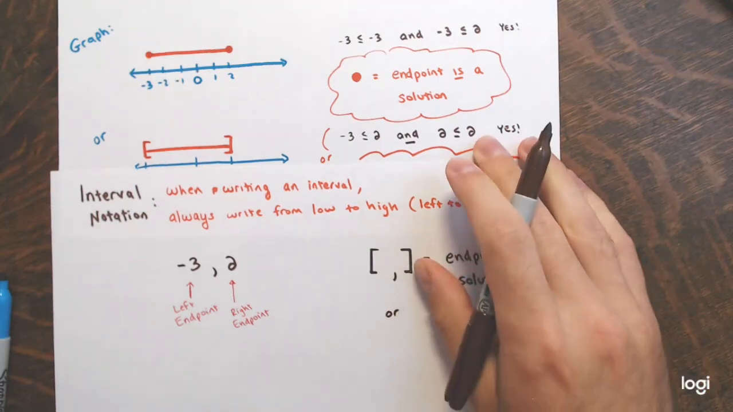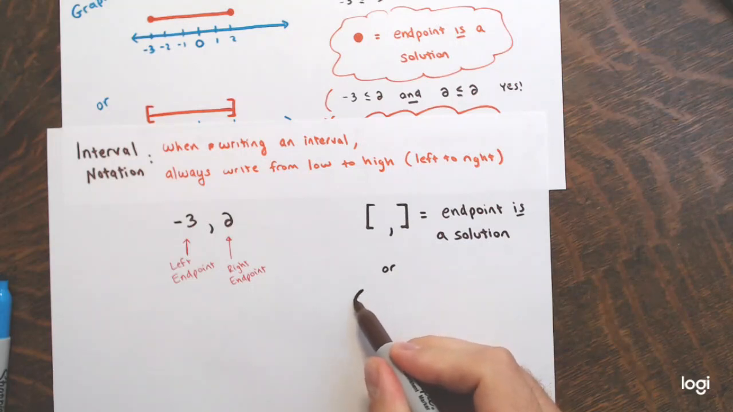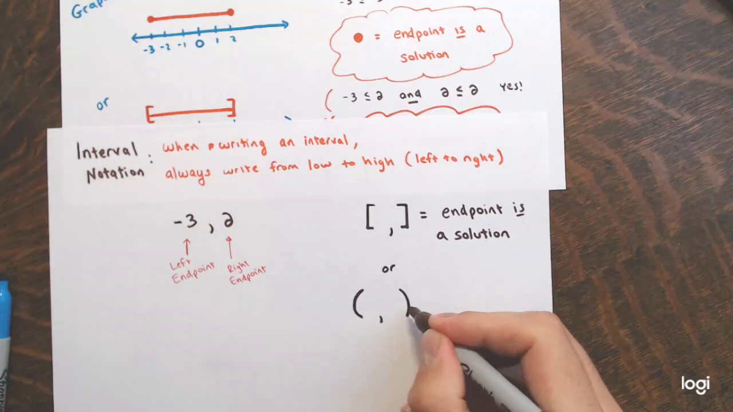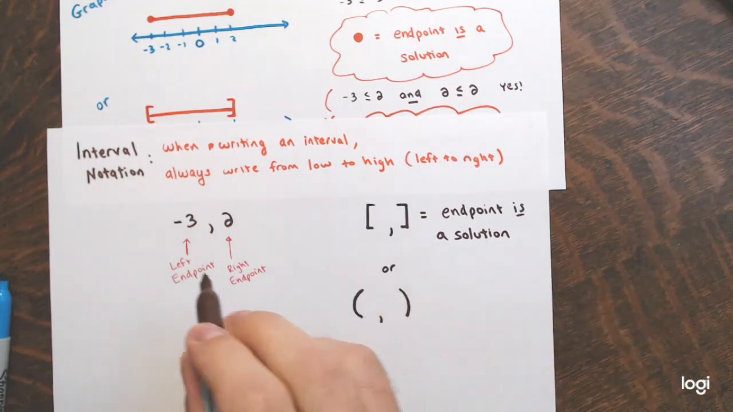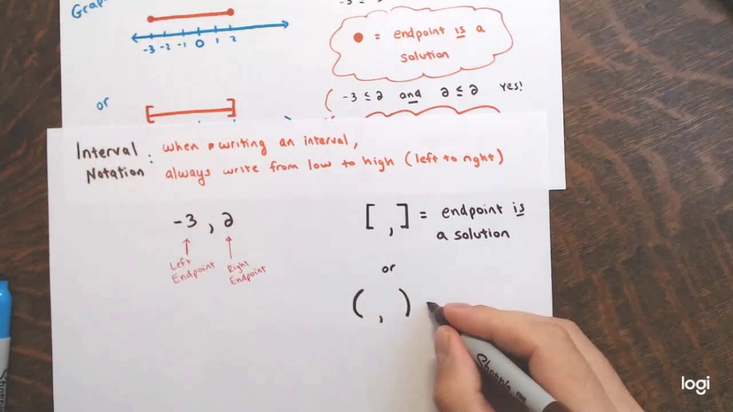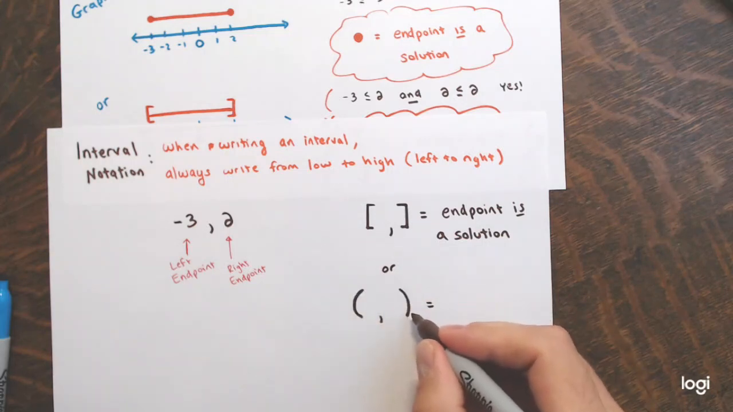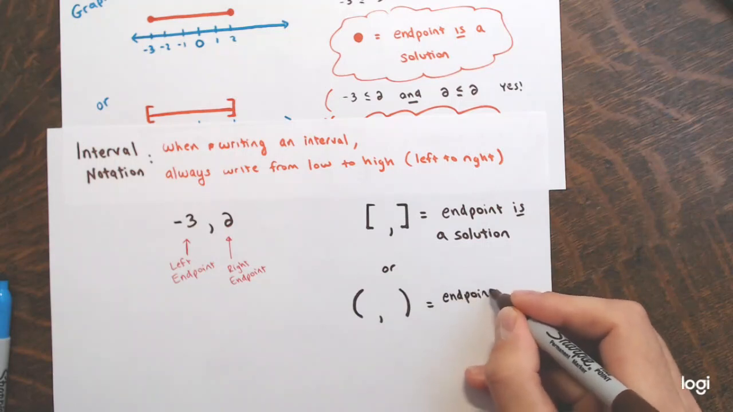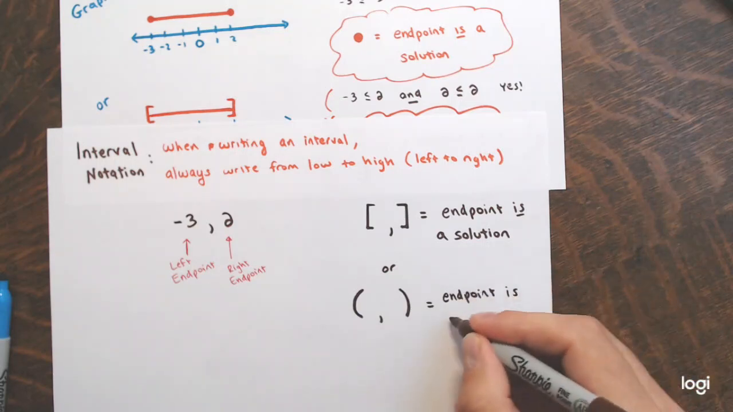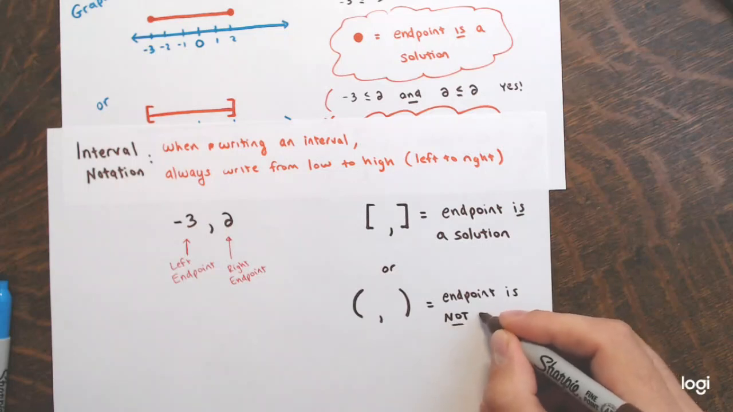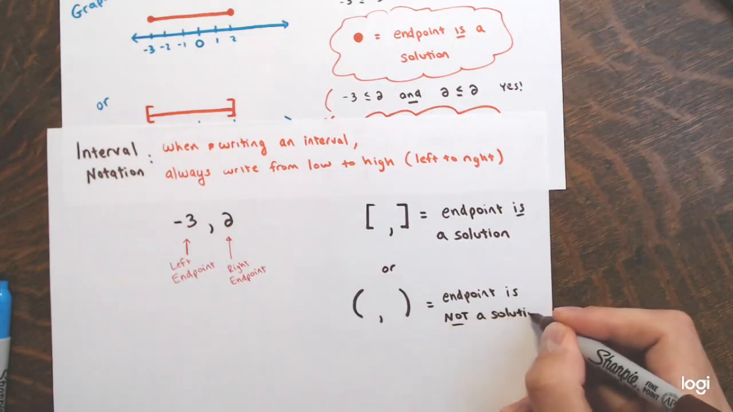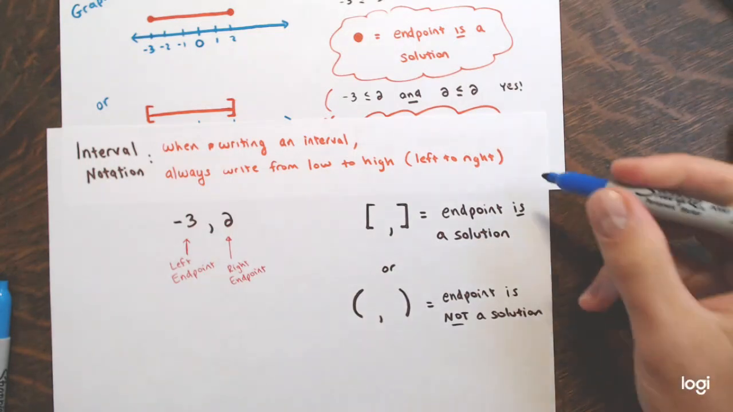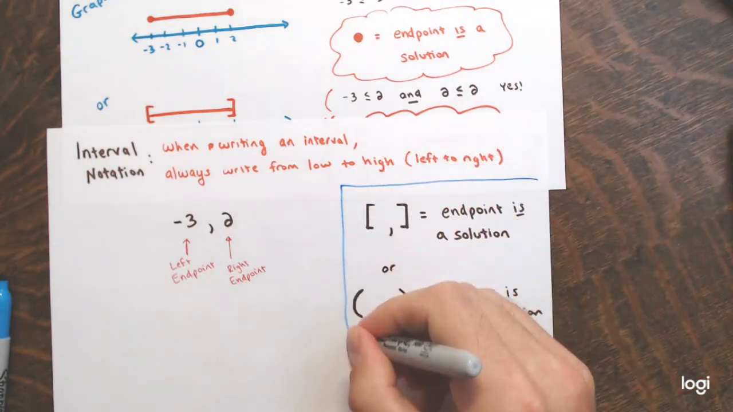Or you're going to put just a straight up parenthesis, either opening to the right or opening to the left, depending on which endpoint you put it on. If you put a parenthesis, that will indicate that the endpoint number, the number at that end, is not a solution of the inequality. So let's keep this in mind for all the examples after this.